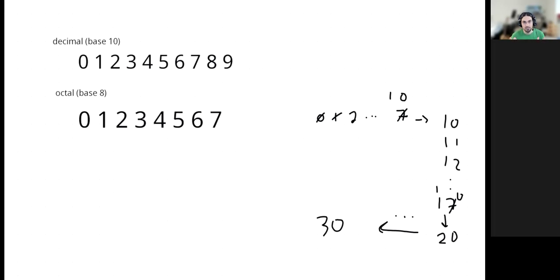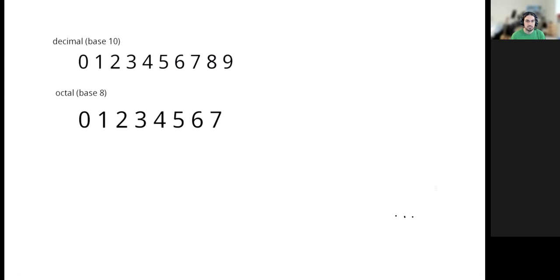So you just have to understand how many symbols you've got. Great. So with that, let's talk about hexadecimal. That one is more interesting because there's a lot of numbers in that. So hexadecimal, base 16, aka hex.